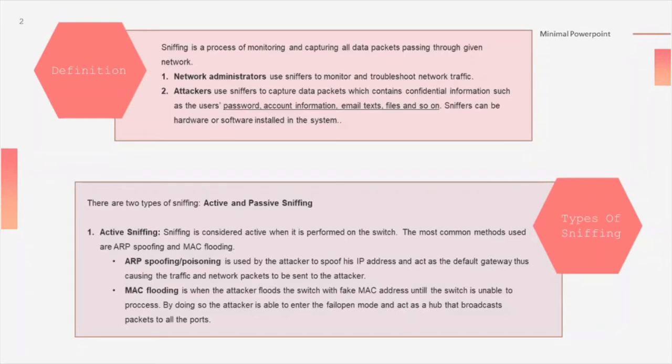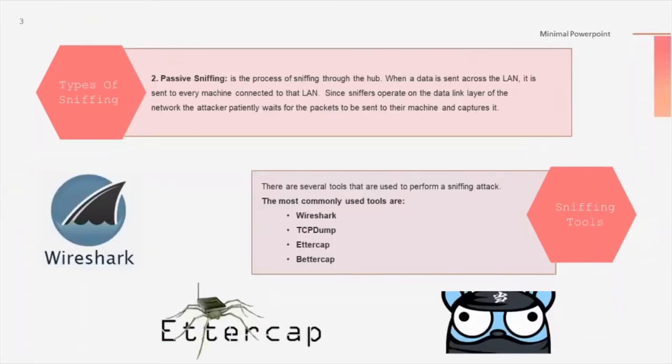The second type of sniffing attack is passive sniffing. It is the process of sniffing through a hub. When data is sent across the local area network, it is sent to every machine connected to that LAN. Since sniffers operate on the data link layer of the network, the attacker patiently waits for the packet to be sent to their machine and captures it.